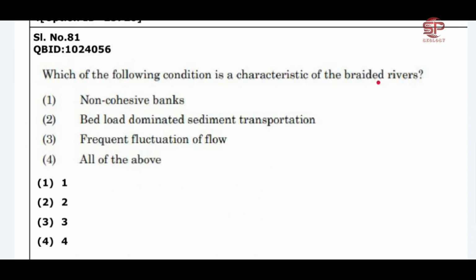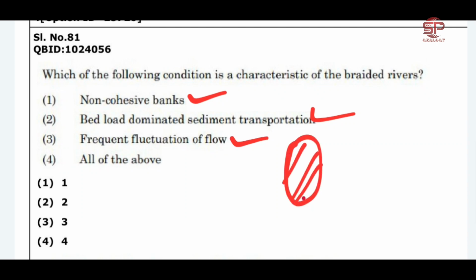Which of the following conditions is characteristic of a braided river? A braided river is produced when there is an erosive bank or non-cohesive bank, or when bed load is dominant, so traction material will be more. Frequent fluctuation of flow is also a cause, because of bed load deposition braided bars are produced and they will always fluctuate the flow. So it will be all of the above. The answer will be D.